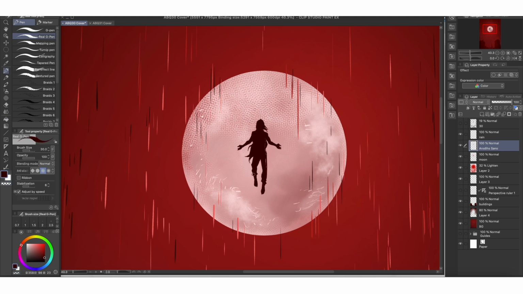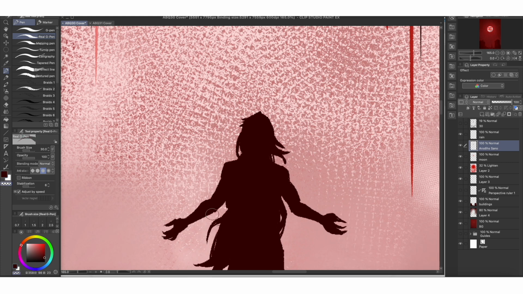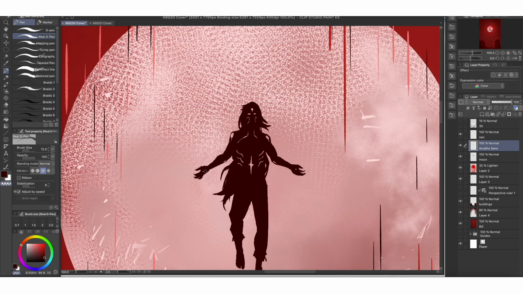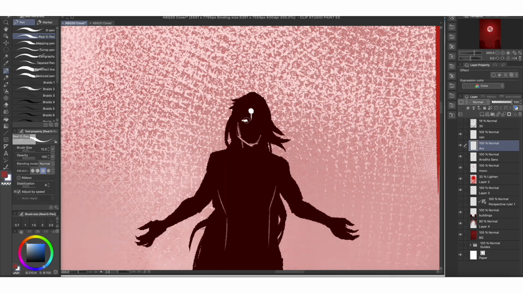We have the character, the figure behind the moon. So I did the drops with the perspective guide, but I also did them in different hues, some darker than others, some much lighter than others, depending on how close they were to the moon, because the light from that moon is reflecting on them.